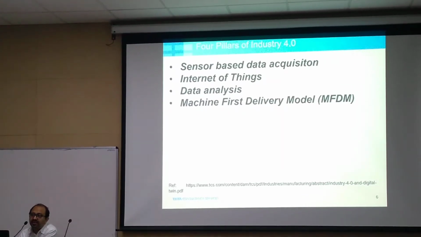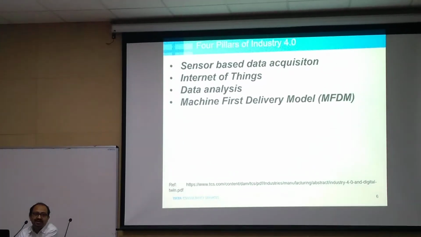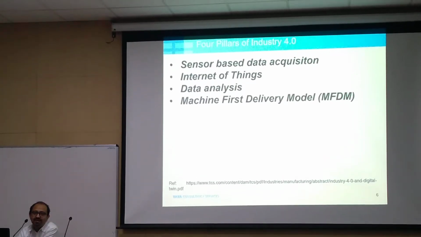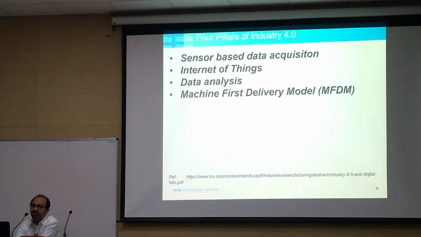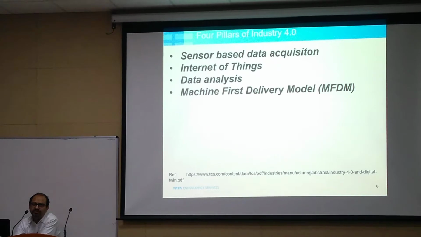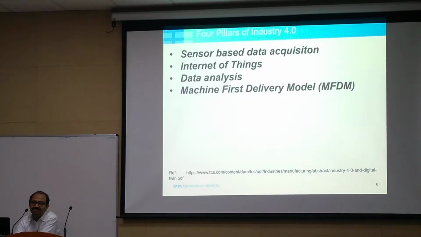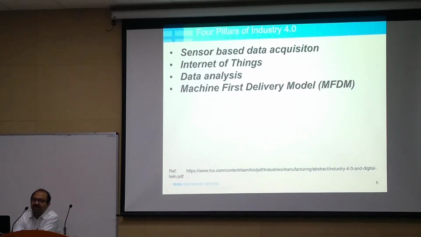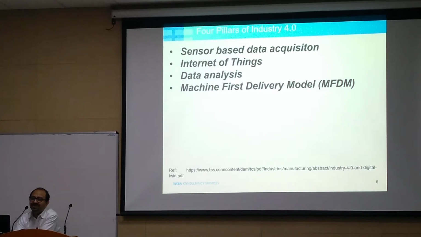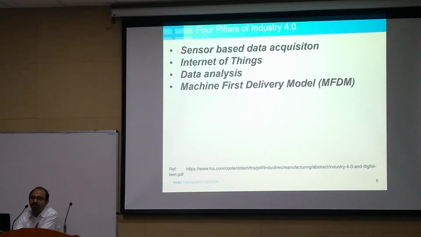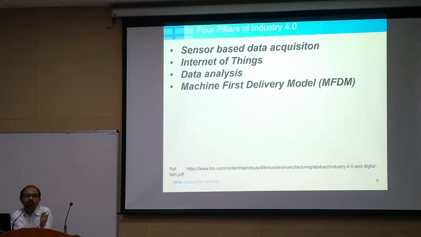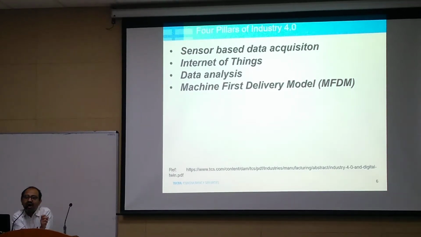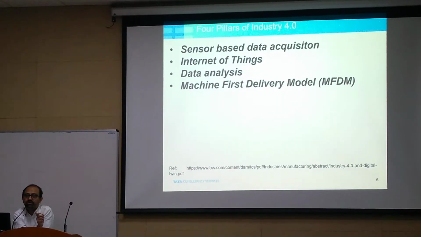Many people are telling the fourth one as automation, industrial automation. But as per the definition by TCS, we use the term MFDM. Is there a difference between automation and MFDM? In automation, there is nowhere a human being involved. Here, machine first delivery model. So certainly, human experts are involved within that Industry 4.0.